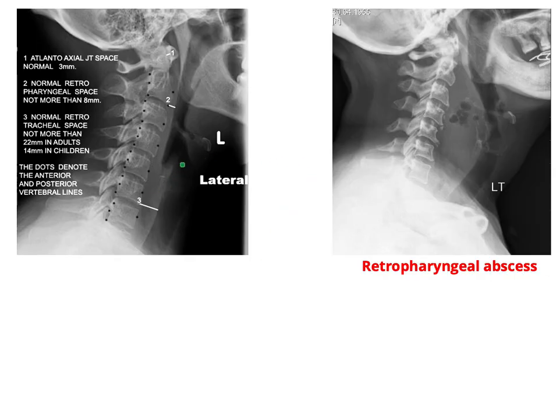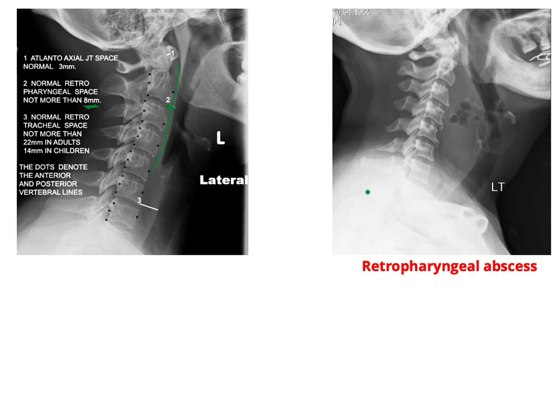Now this is a very nice figure here. You see this is the cervical vertebrae, and just anterior to it you see this potential space. This is the retropharyngeal space, which is about, say, 8 millimeters wide, right? But this is the width, I mean, right?